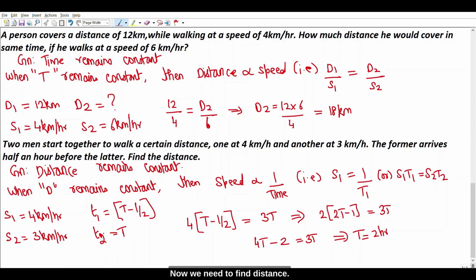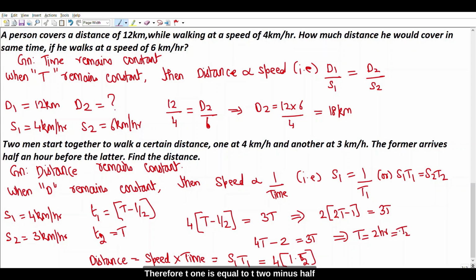Now we need to find distance. Distance is equal to speed into time, which is equal to S1 T1, and substituting we get S1 is 4 km per hour multiplied by T1, which is equivalent to 1.5 hours. Therefore, T1 is equal to T2 minus half an hour. Therefore, 4 into 1.5 will give us 6 kilometers.